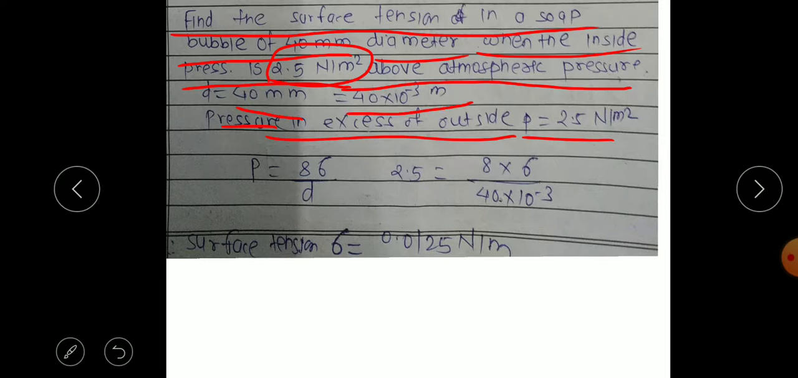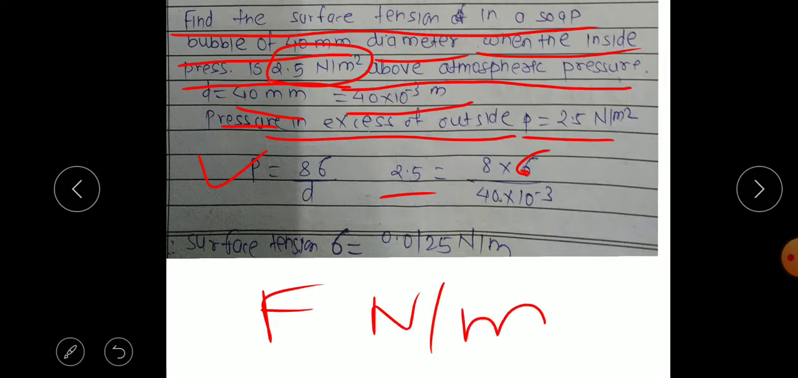So using the soap bubble formula, P is equal to 8 sigma by D. P is given 2.5 and surface tension sigma is unknown. So we can find surface tension, and its unit will be force per unit length, so the unit is Newton per meter. Force per unit distance. A soap bubble maintains its membrane or its surface because of the surface tension, that is because of the cohesive forces.